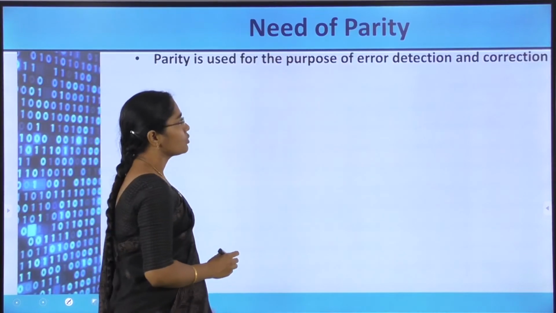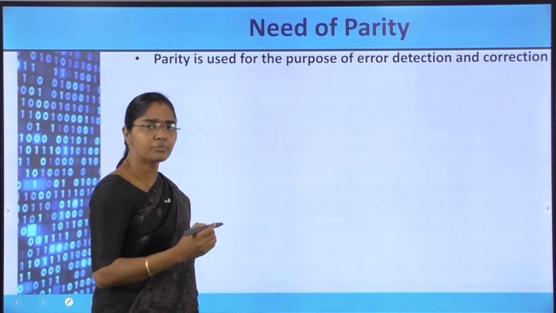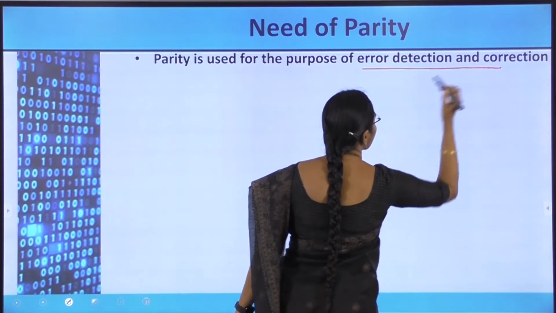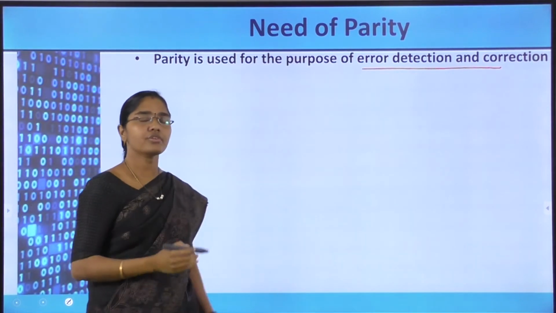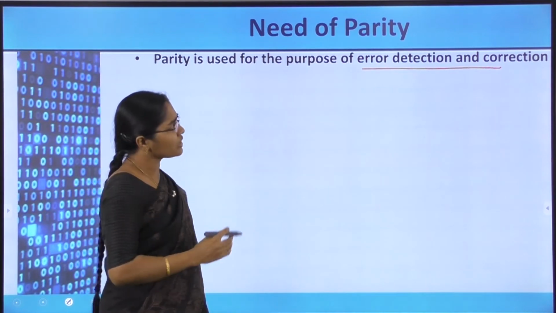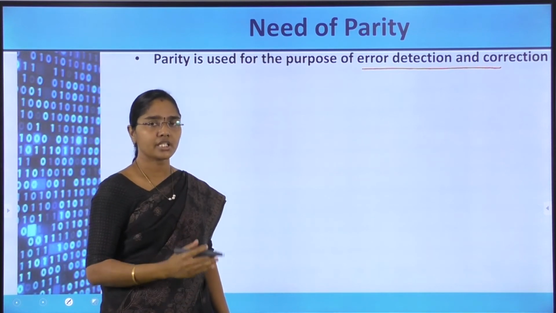Okay, so let us understand the need for parity. The parity is used basically in error detection and correction applications. For the purpose of error detection and correction, this parity bit will be used. What is meant by error, and what is the meaning of error detection and correction?